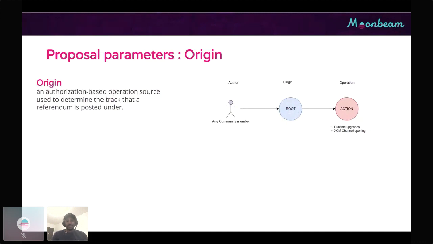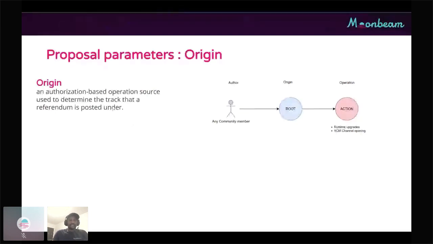The first one is the origin, and this is very important to understand. So on the left-hand side, there is this community member. Basically, he's just proposing that a specific origin is performing a specific operation. So he's proposing to the community that this origin, which is root in this case, which is the highest origin, is performing a set of actions. In this case, a runtime upgrade or an XCM channel opening or whatever.